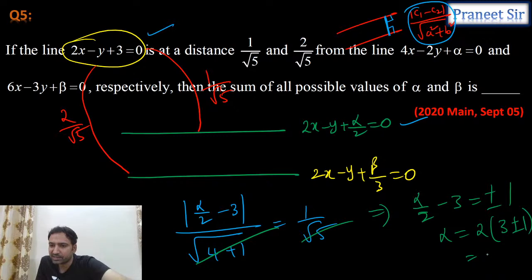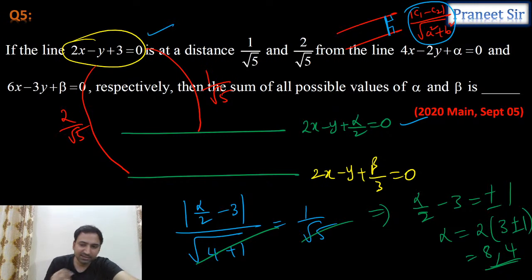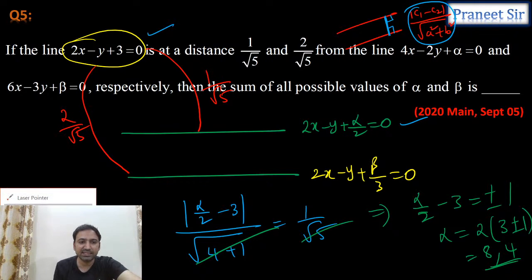So what are the values we are getting, guys? 8 is one value we are getting, and 4 is another value. Okay, two values of alpha we are getting, 8 and 4. So same way we can calculate beta, guys. Let's calculate the distance between first line and third line. Let's calculate distance between these two. If you calculate distance between these two, how much are we getting?